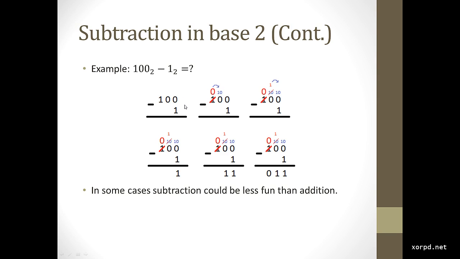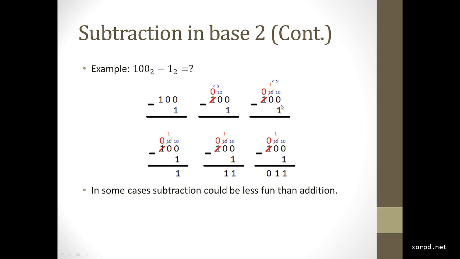The solution is to borrow from one of the higher digits. So we borrow from this digit, which is the first one digit inside this number. The borrowing changes this digit from 1 into 0, and then we get 10 units in the next position. From those 10 units, we also want to borrow 1 unit. We borrow 1 unit to the right, and we are left with 1 in this position, and we get 10 in this position.